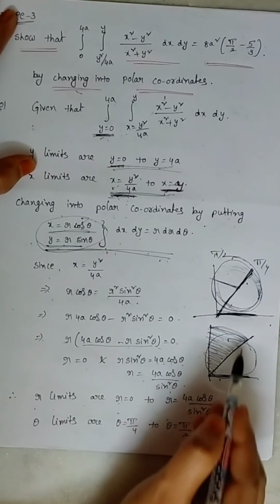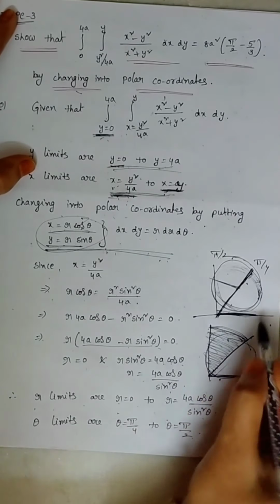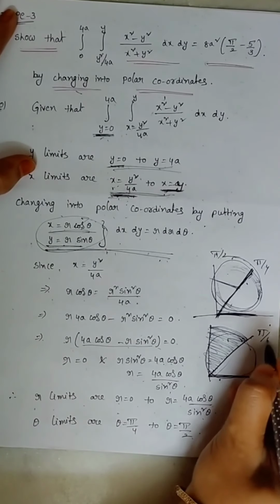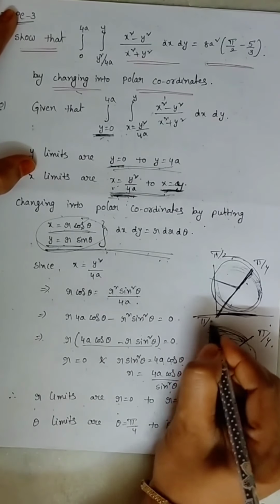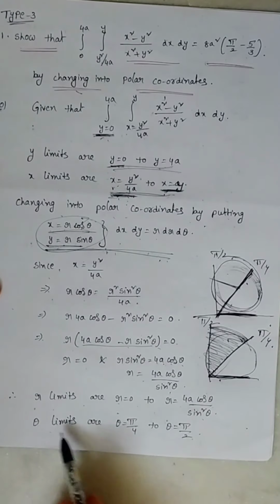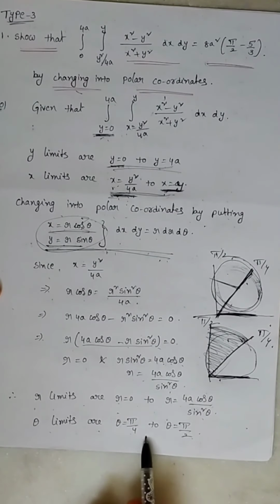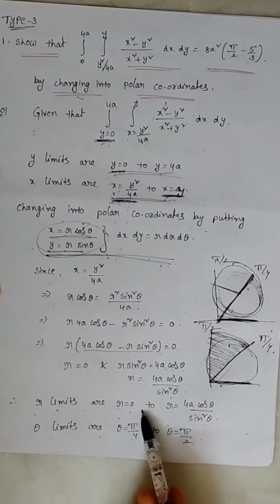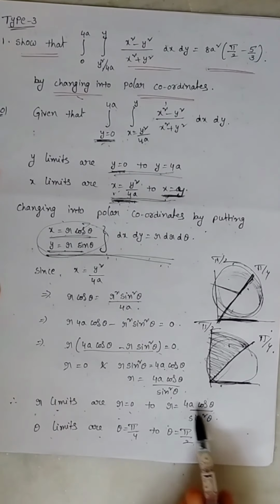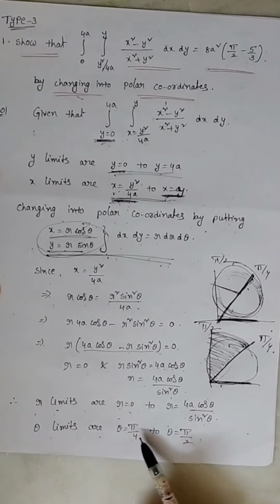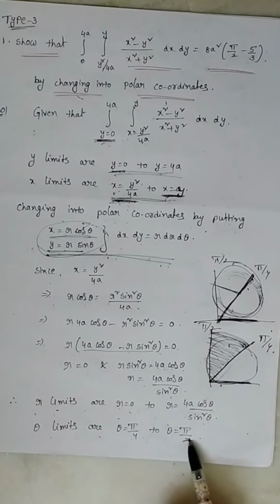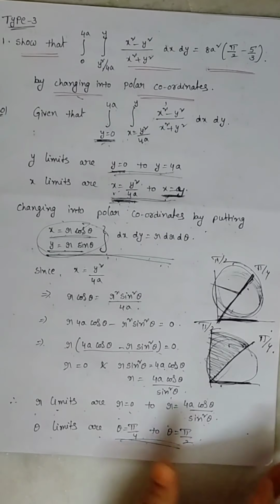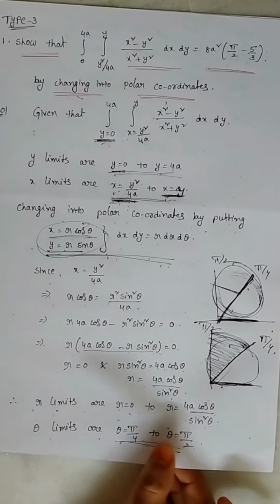to this region. So this region is located at angle theta equals pi by 4 to pi by 2. So therefore theta limits are theta equals pi by 4 to pi by 2. Now r limits are r equals 0 to r equals 4a cos theta by sin square theta, and theta limits are theta equals pi by 4 to theta equals pi by 2. So pi by 4 and pi by 2 are the constant limits and r limits are variable limits.